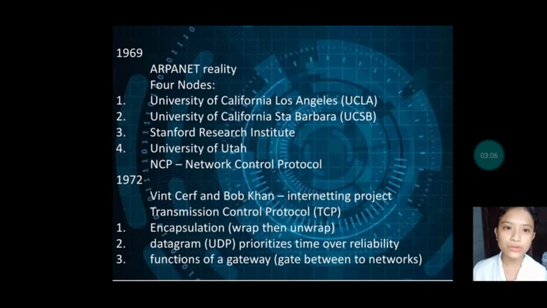In 1972, Vince Cerf and Bob Kahn began the Internetting Project. Transmission Control Protocol or TCP. Number 1, encapsulation, or wrap then unwrap. Datagram or UDP prioritizes time over reliability. Functions of a gateway, or gate between two networks.